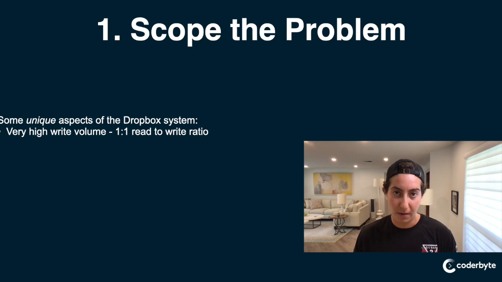That is not the case with Dropbox. This is a unique aspect of the Dropbox system, that its users are creating and writing to the database almost as frequently as they are reading from it, which is difficult to optimize for, because often you have to optimize for one or the other. It's not so easy to optimize for both. We'll talk about this more in the database design portion of this video, but keep in mind that in this system we're going to have a lot of writes, almost as many as reads. It's going to be a 1-to-1 read to write ratio.